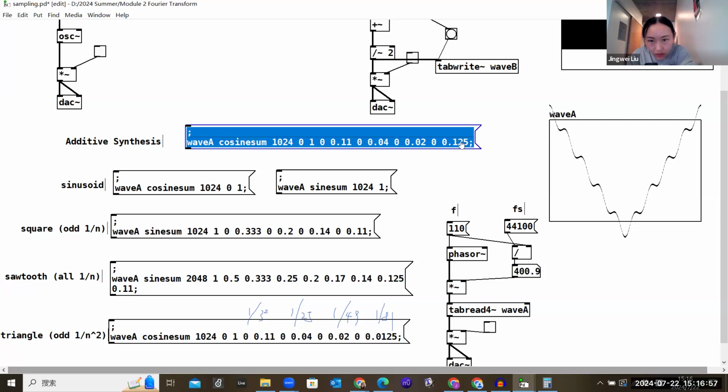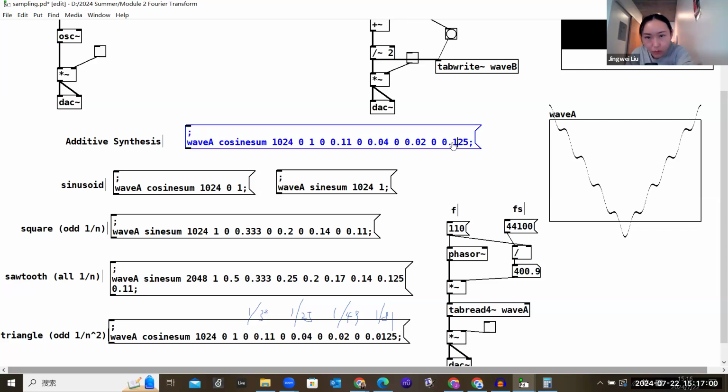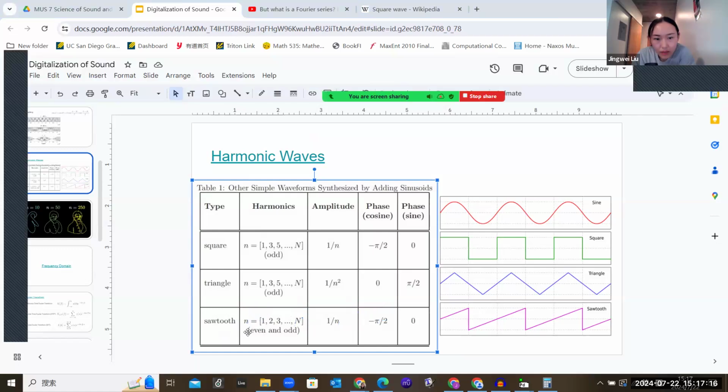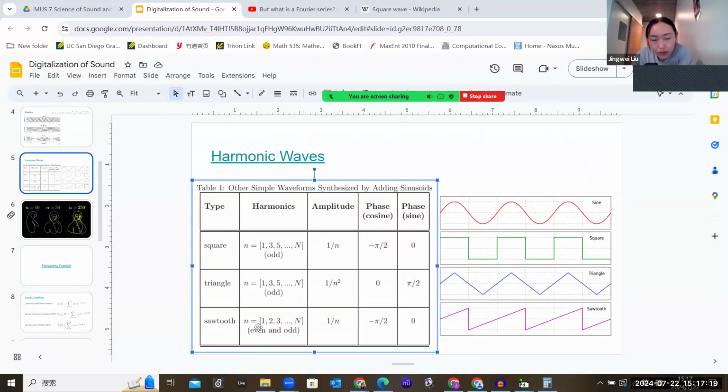something went wrong. Once I get the frequency or amplitude wrong, you can see how the wave changes. So this is for a triangle wave, and for sawtooth, it's the same idea. For sawtooth, all the harmonics are present, even and odd. You can see 1, 2, 3, 4, 5: all harmonics are present, and the amplitude is 1/n. And we're using sine waves.